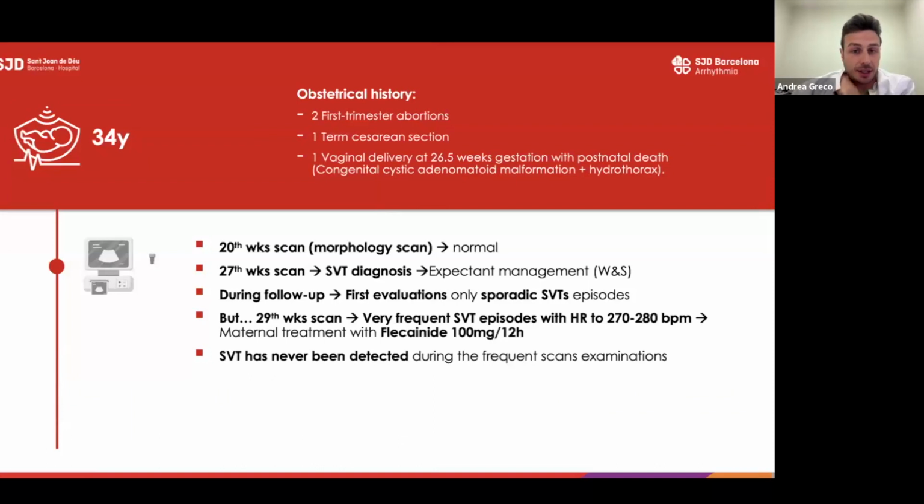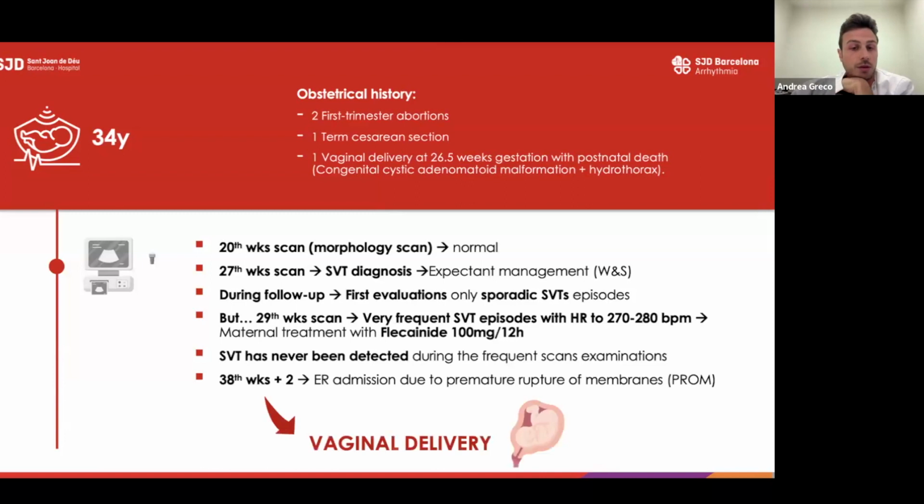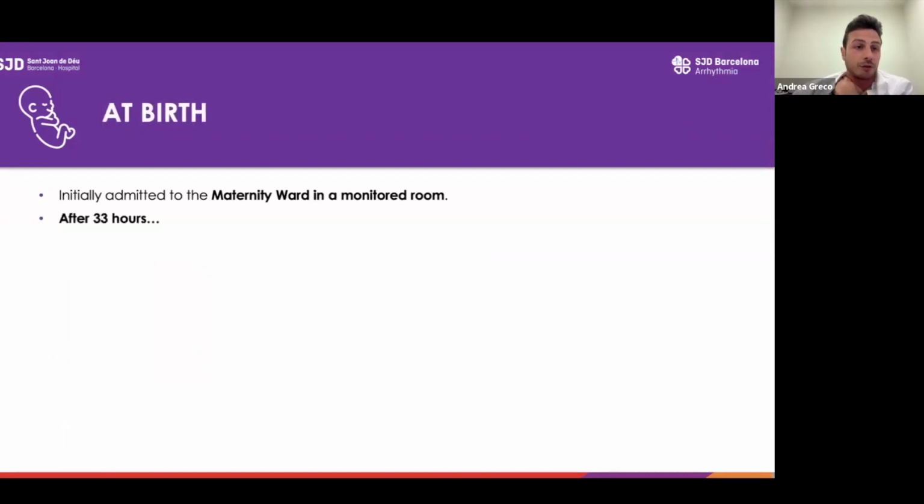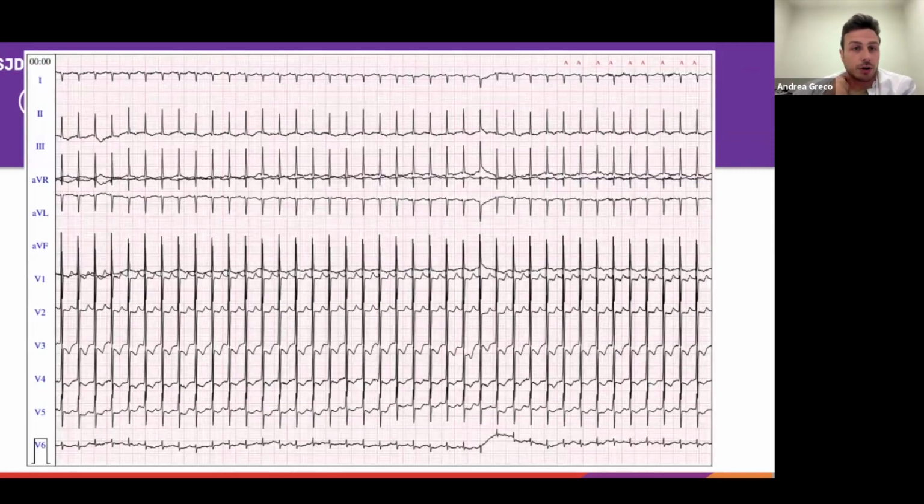And after that, SVT has never been detected during the frequent scan examinations in our center. And at 38 weeks of gestational age, she was admitted to the ER due to a premature rupture of membranes, and she had a vaginal delivery. Finally, a male was born, weighing 3.2 kilograms, initially admitted to the maternity ward in a monitored room, like always in this type of patient with a fetal arrhythmia. But after 33 hours of life, we see this electrocardiogram.